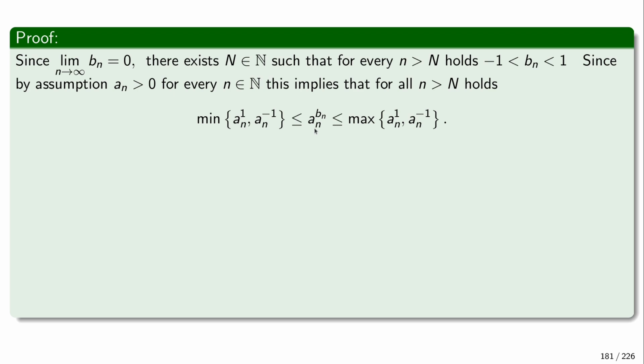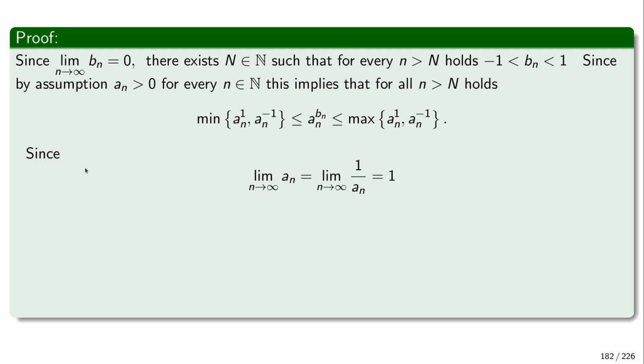So the idea is the following one. So a_n to the power of b_n, so b_n is smaller than 1, so if a_n is bigger than 1, then a_n to the power of b_n is going to be smaller than a_n to the power of 1, and if a_n is between 0 and 1, then a_n to the power of b_n is going to be smaller than 1 over a_n, and everything here is well defined because a_n is strictly positive, so we're in no danger anywhere of dividing by 0 here. And the same for the minimum, right?